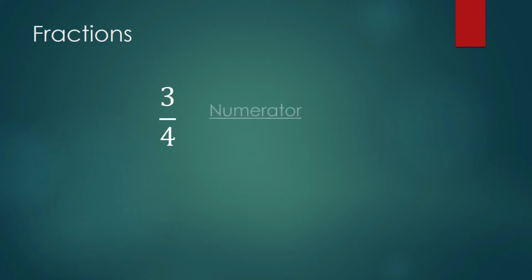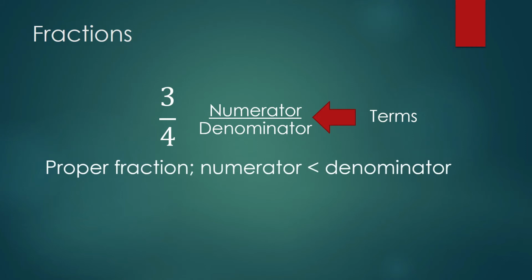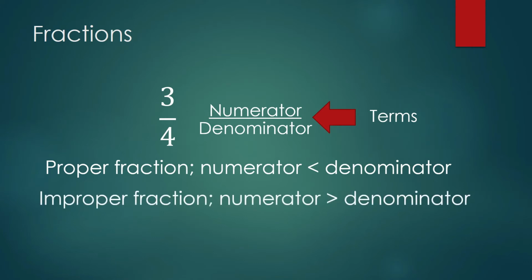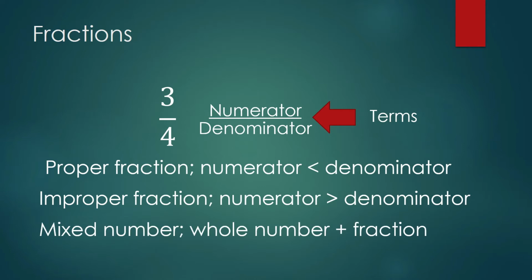3/4. 3 is our numerator, 4 is our denominator, and together we call them terms. Proper fraction. It is a fraction when the numerator is less than the denominator. So 3/4 is a proper fraction. Improper fraction. It is a fraction in which the numerator is greater than the denominator. Mixed number is a combination of a whole number and a fraction.